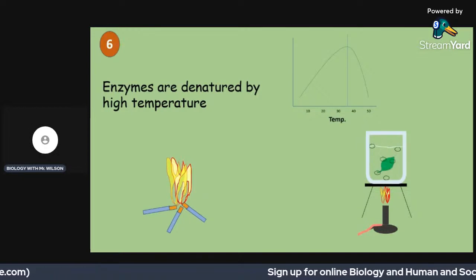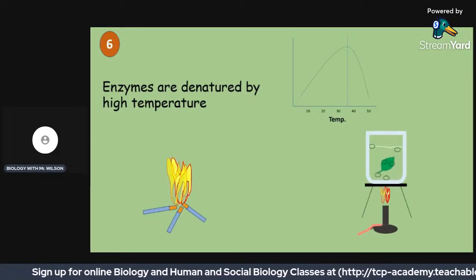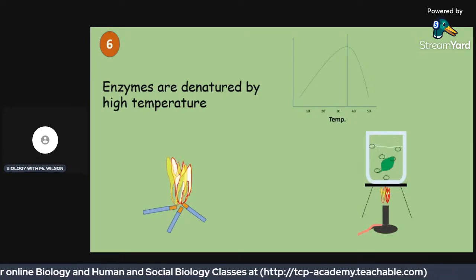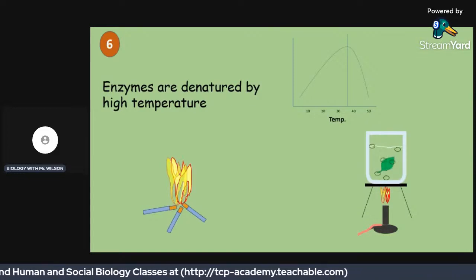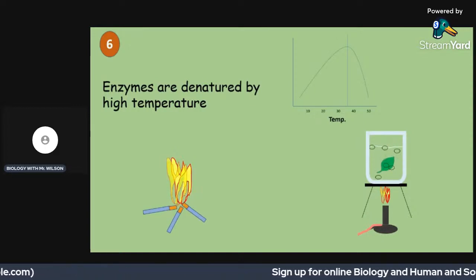And again, you're seeing the graph there showing that if we pass over a certain temperature, then the rate of reaction starts to fall. And eventually the organism will die. And we move on to the 7th property of enzymes.